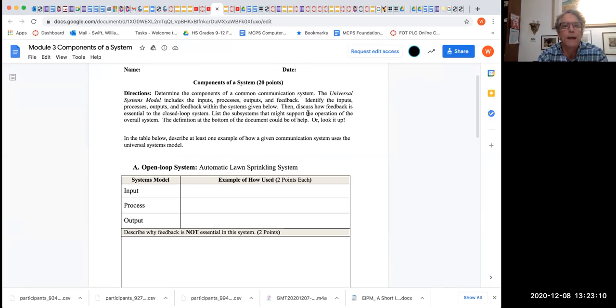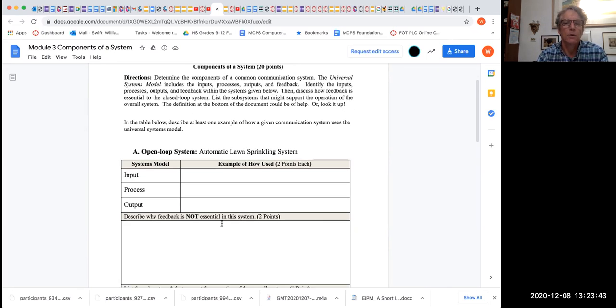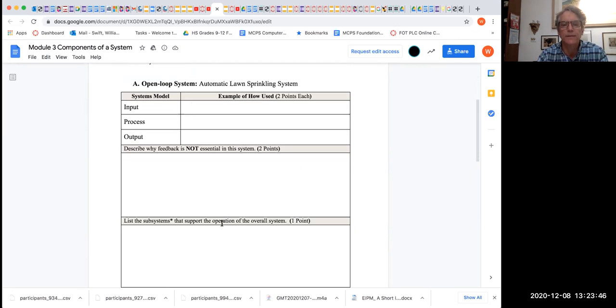Then discuss how feedback is essential to the closed loop system. List the subsystems that might support the operation of the overall system. The definition at the bottom of the document could be a help, or look it up. In the table below, describe at least one example of how a given communication system uses the universal systems model. So here we have automatic lawn sprinklers. What is the input? What is the process? What is the output? Okay, describe why feedback is not essential.